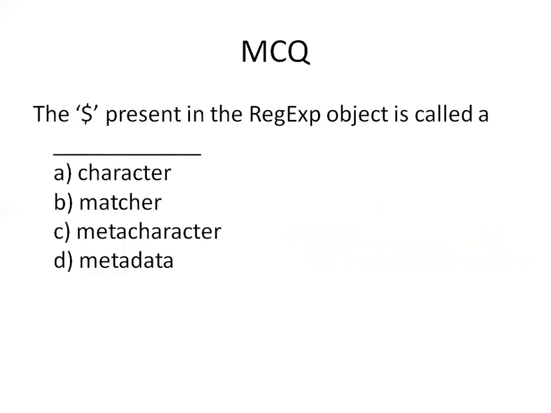So let me see about some MCQ. The dollar present in the regular expression object is called... So dollar is nothing but a meta character, as we all know. Therefore, option C is the correct answer.